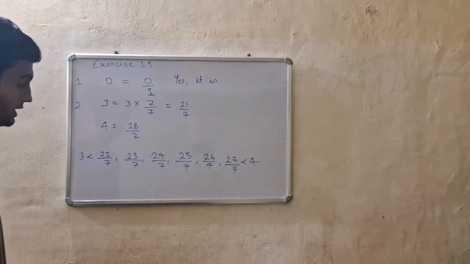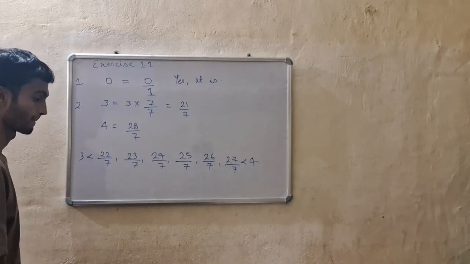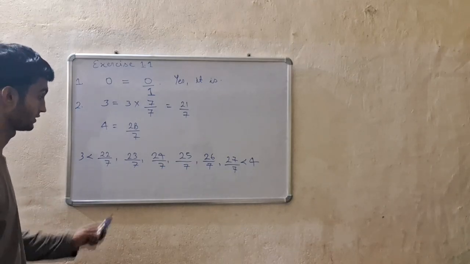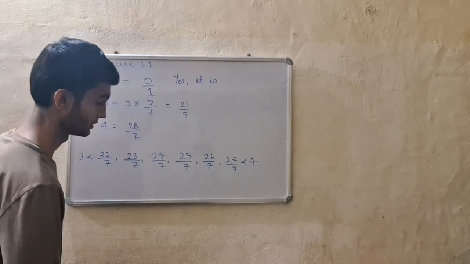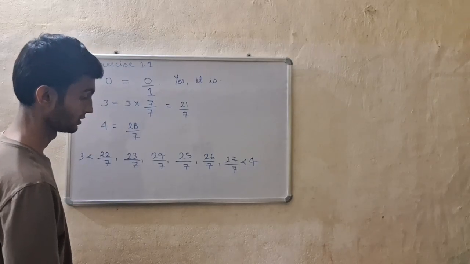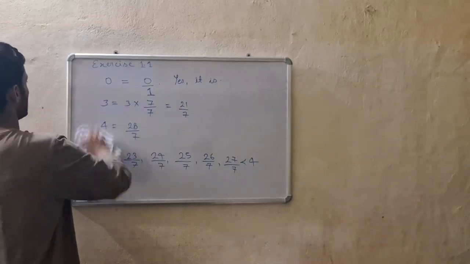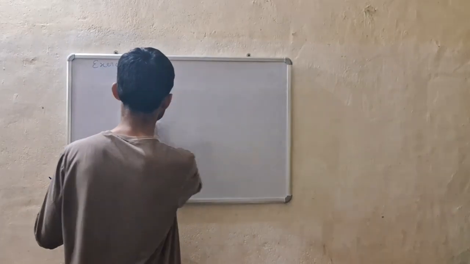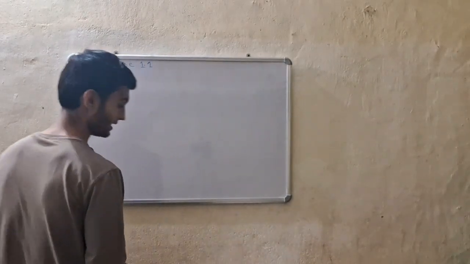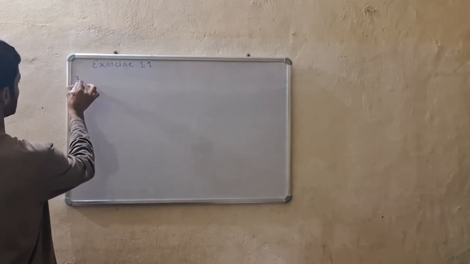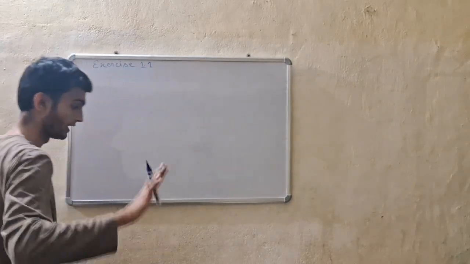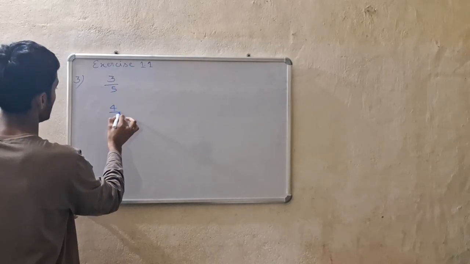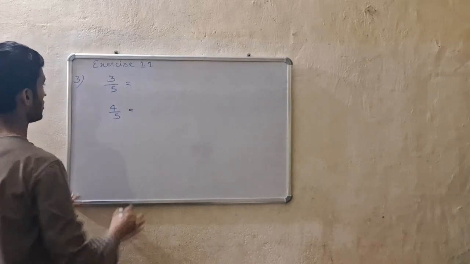Now let's move on to the next question, which I think demands the application of this method in a more advanced way. It says that we have to find 5 rational numbers between 3 upon 5 and 4 upon 5. So we will use the same logic.